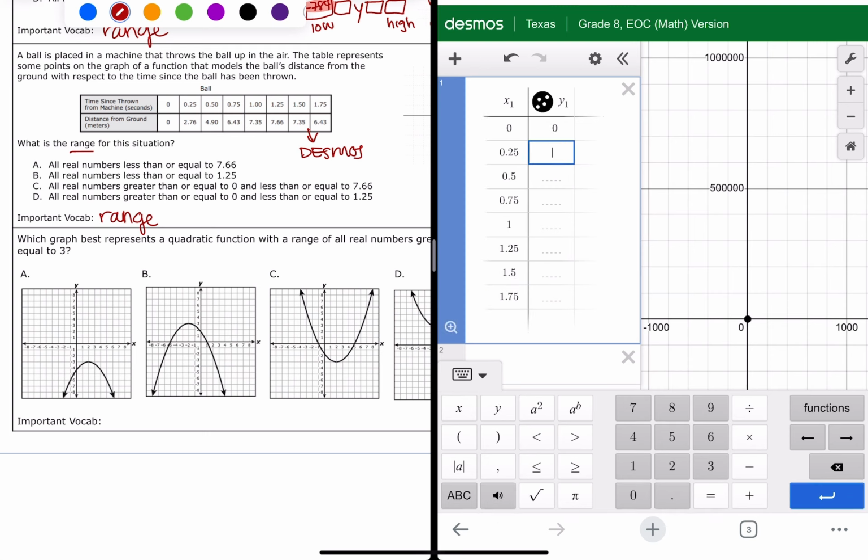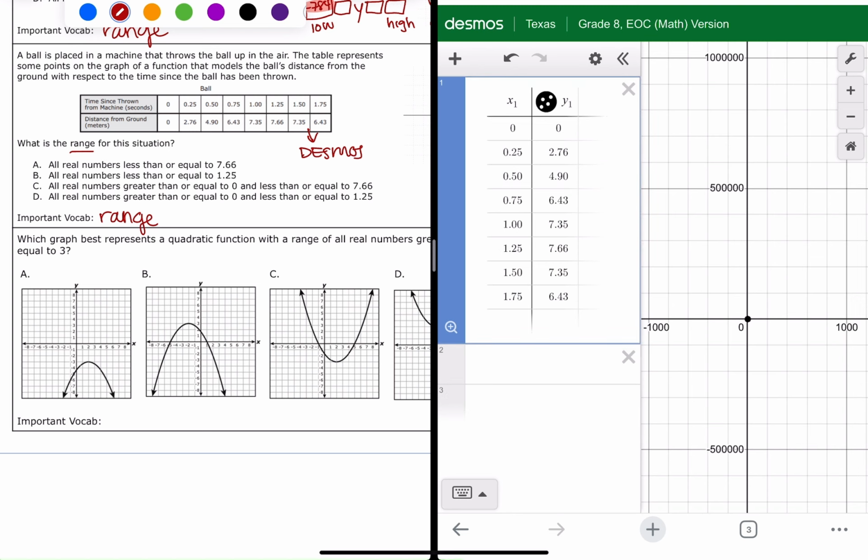So now I have 0, 2.76, 4.90. Oh, I missed some zeros over here, didn't I? 0.00, 0. There we go. 4.90, 6.43, 7.35, 7.66, 7.35, 6.43. Now, the biggest thing about these is I have to click this arrow right here.